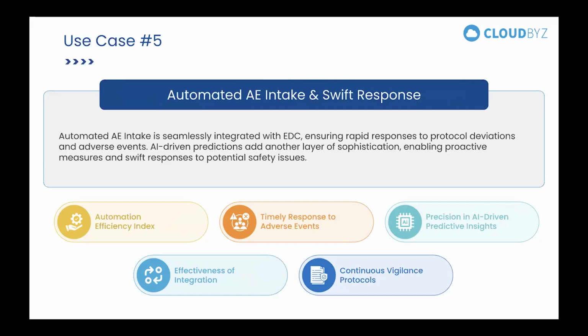The precision of AI driven predictions adds another layer of sophistication, enabling proactive measures and swift responses to potential safety issues. Metrics to monitor effectiveness encompass the automation efficiency index, timely response to adverse events, precision in AI driven analytics index, effectiveness of integrations, as well as the continuous vigilance protocols.